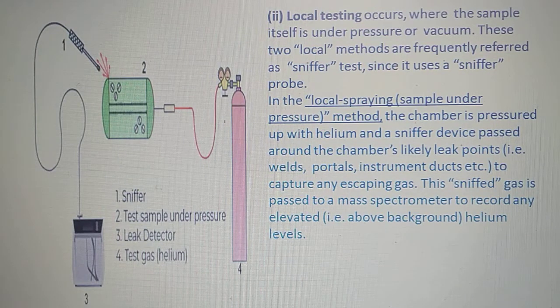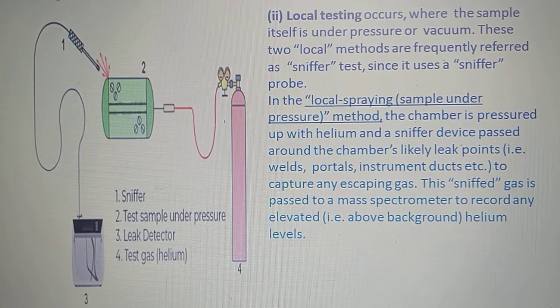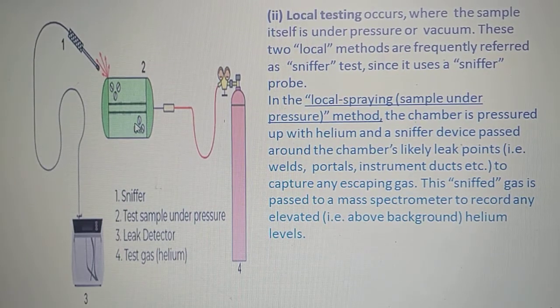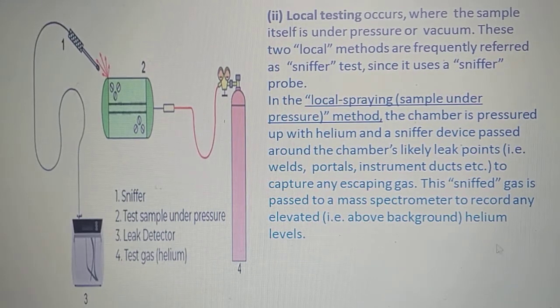So the next method of testing a vacuum is the helium test method, which is a local testing. Here you have the setup or the diagram for testing the vacuum in a particular chamber. Again, it is the same kind of diagram with only a little difference. Number 4 is a helium gas, right? And number 2 is a tank. This is a tank, and it is also called a test sample under pressure.